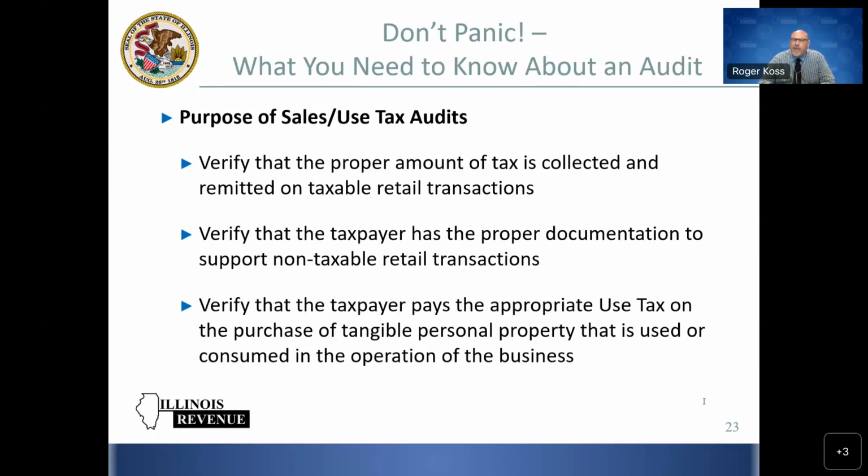An example of that is, if a taxpayer is a retailer and they purchase new computer systems that they use in the operation of their business, they have the opportunity to pay tax to their vendor or their supplier at the time of the purchase. If they have not paid the tax to their vendor or supplier at the time of the purchase, there is a line on the ST-1 return where the taxpayer can pay the appropriate use tax directly to the Illinois Department of Revenue.